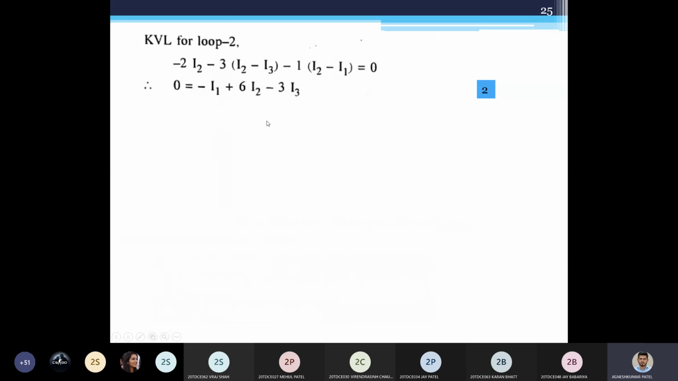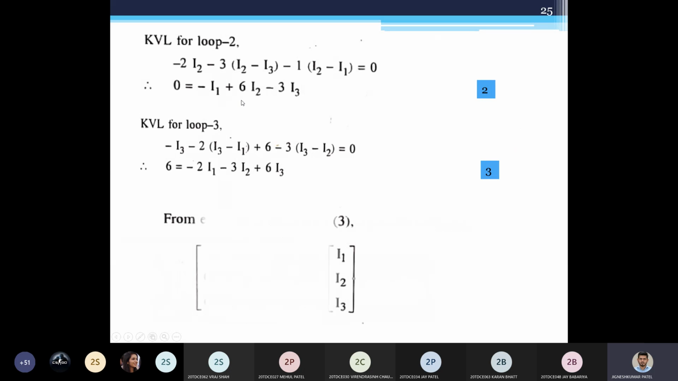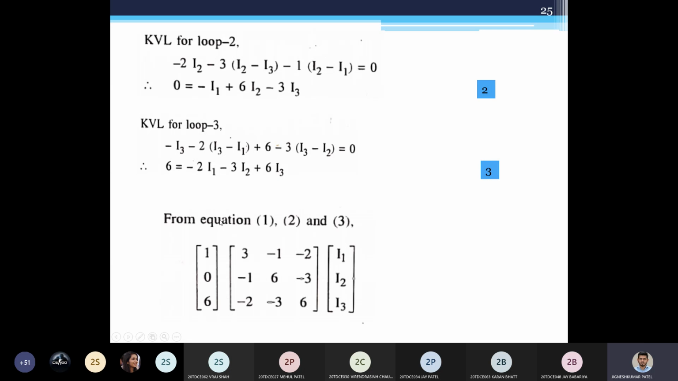Same way for the other two loops, these are the equations. And at the end, this is my matrix. Anyone who has a matrix different from this will get a different answer. If there is a sign issue, that is not a big problem. But if someone is getting 2 instead of 3, then that is an issue. Otherwise, the sign issue depends on whether you take terms on the right side or left side.